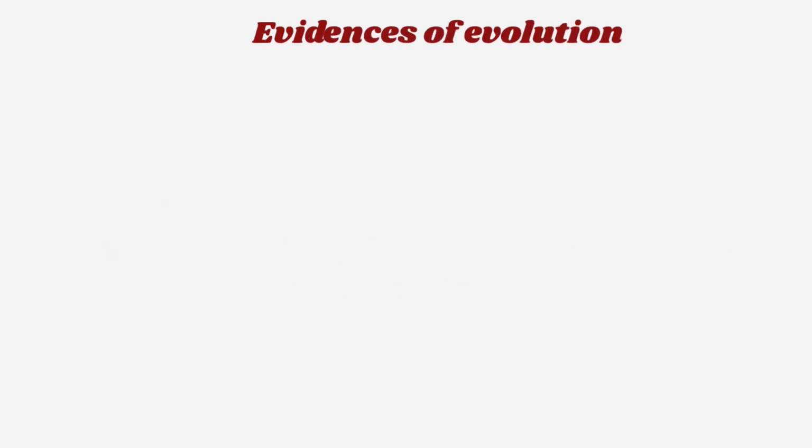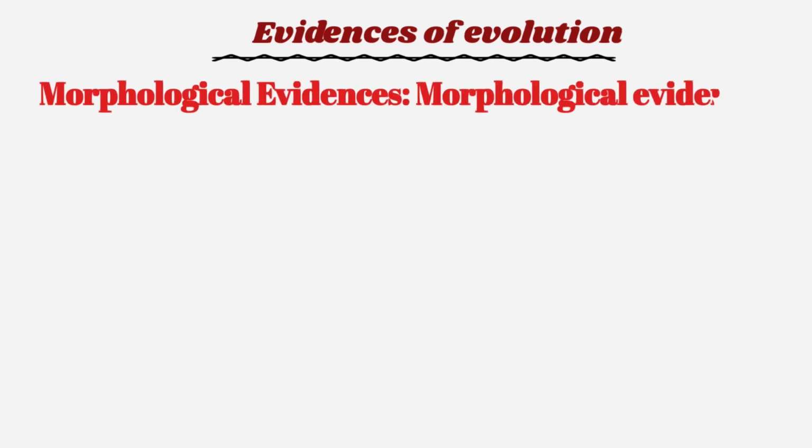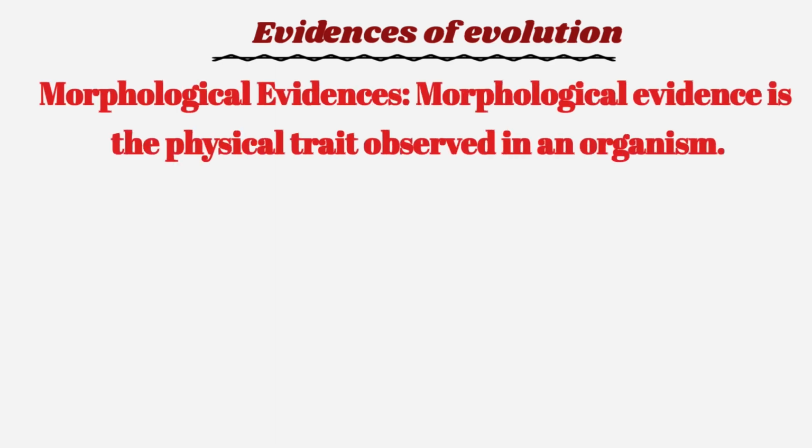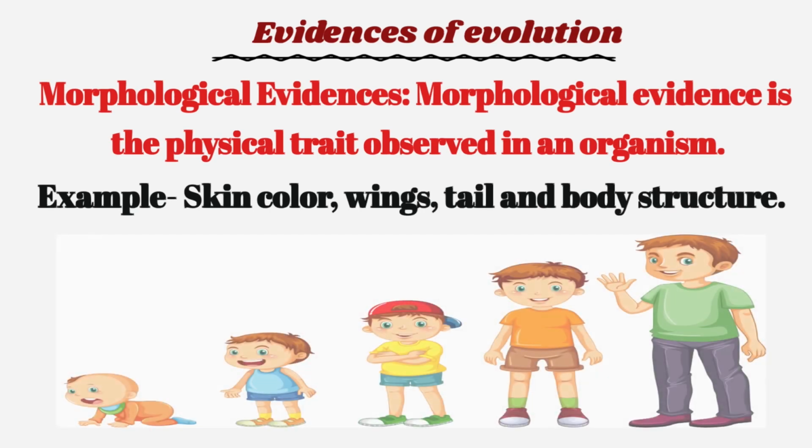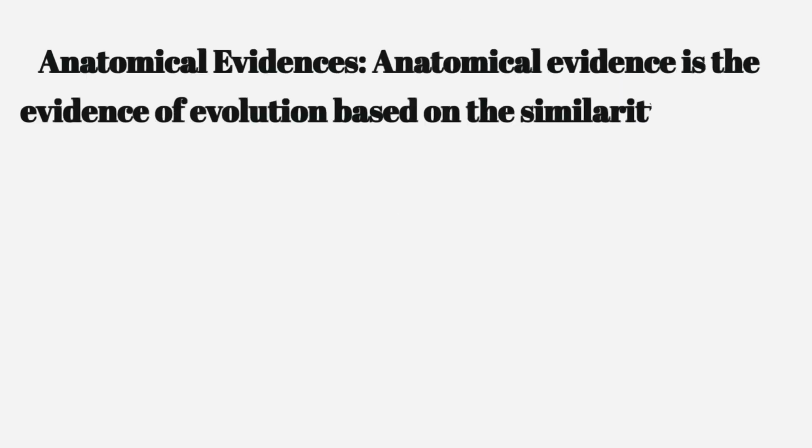Talking about evidences of evolution, there are various types. First is morphological evidence. Morphological evidence is the physical trait observed in an organism. You will get this if I give you an example: skin color, wings and body structure. I only know about your skin color and body structure, and I don't know about your wings and tails because you don't have one.